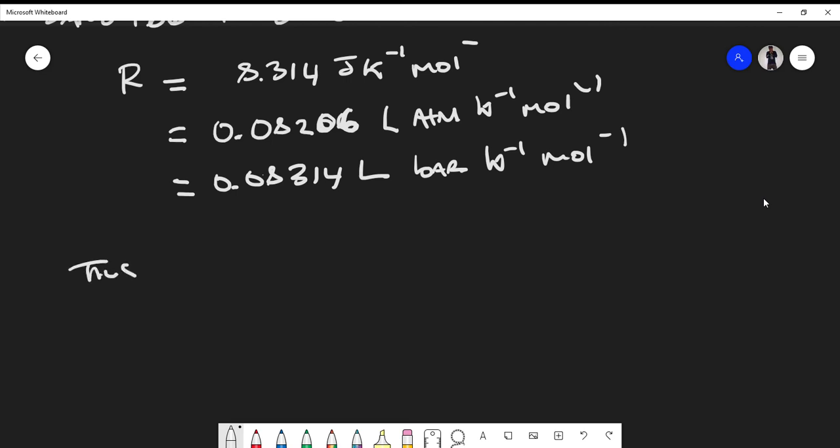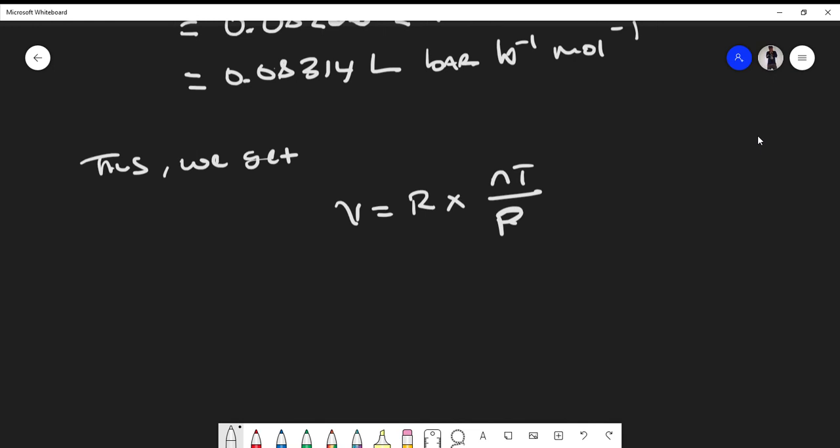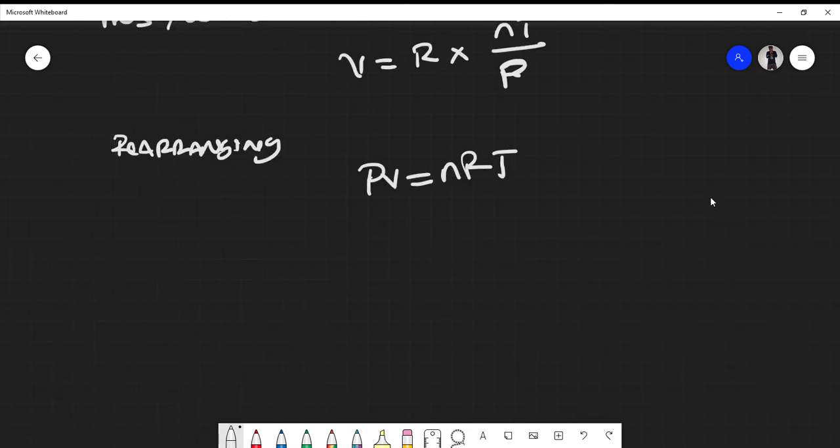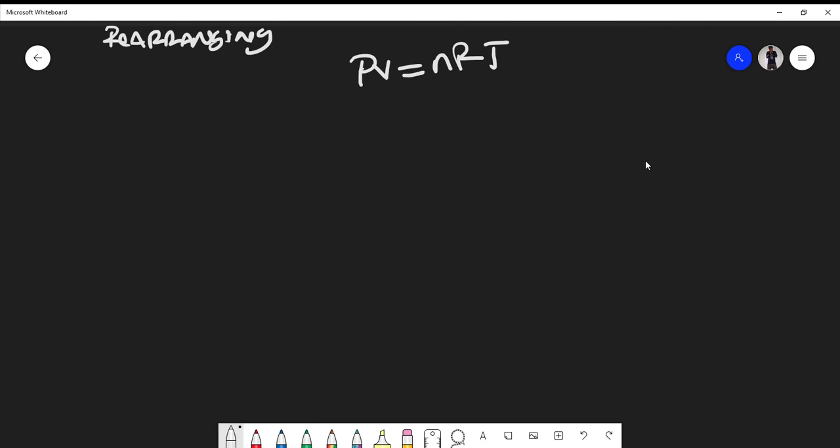So thus, we get the full formula, which is V is equal to R times nT over P. All right? So if we rearrange the equation, we get PV is equal to nRT. Right? And that's how we actually came up with the ideal gas law that you guys are familiar with in general chemistry.